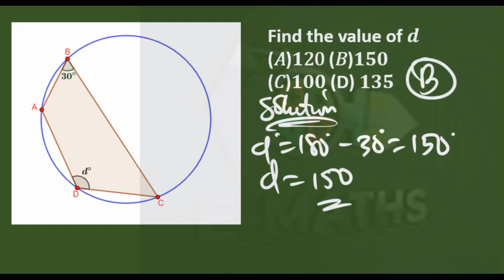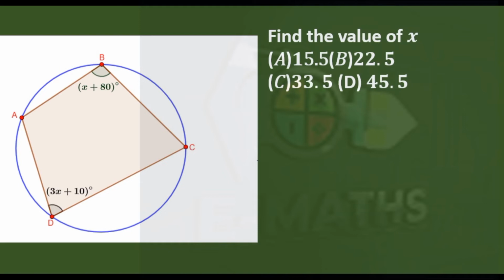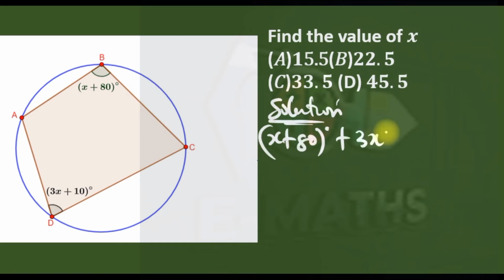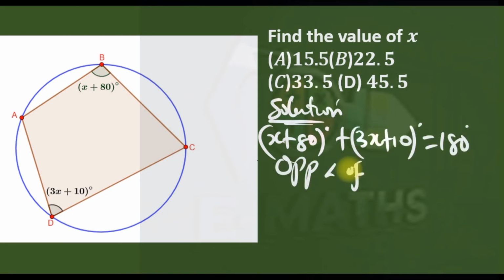Okay, let's just solve another question. We're asked to find the value of x. The same thing. We are given two opposite angles of a cyclic quadrilateral. We see that x plus 80 plus 3x plus 10 is 180. That's by the opposite angles of a cyclic quadrilateral, that's supplementary.